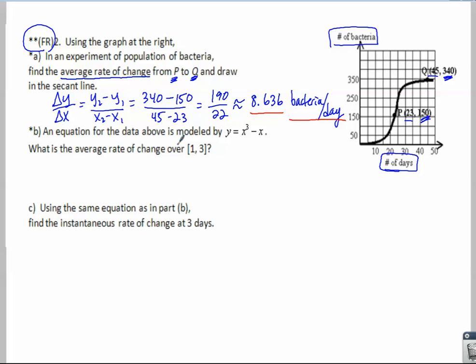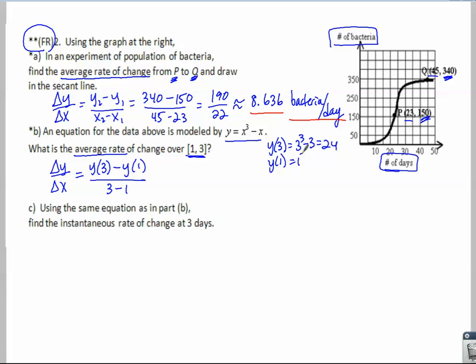Second, equation for the data can also be modeled by this. The average rate of change, again, average. So again, change in y over change in x, or looking at this interval, I want the y value at 3 minus the y value at 1 over 3 minus 1. Well, find those y values. Y of 3 is 3 cubed minus 3, or 24. Y of 1 is 1 cubed minus 1, or 0. Plugging those in, 24 minus 0 over 3 minus 1. Leave it like that if you wish, or simplify it into 12 and put your units, bacteria per day.